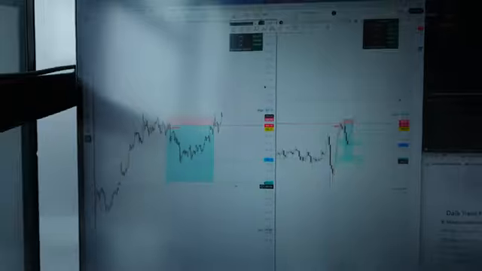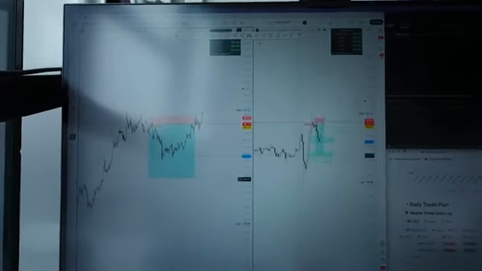but now we're breaking above highs here again. So there's a bunch of different opportunities that I have.